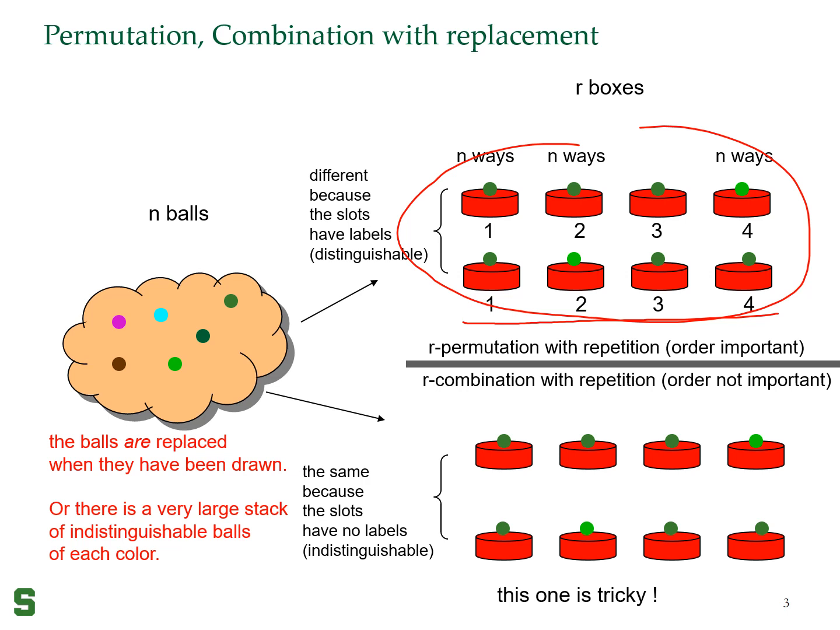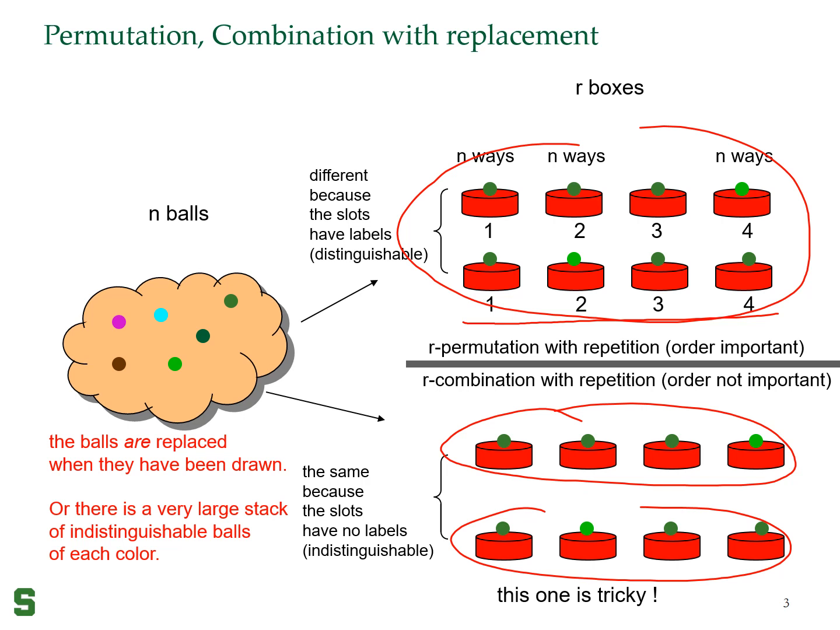In combination, we said the order doesn't matter, so we previously thought of it as a set. Now we can't think of it as a set, because in a set we were not allowed to have the same element more than once. But what we're going to think of is, let's look at these combinations.